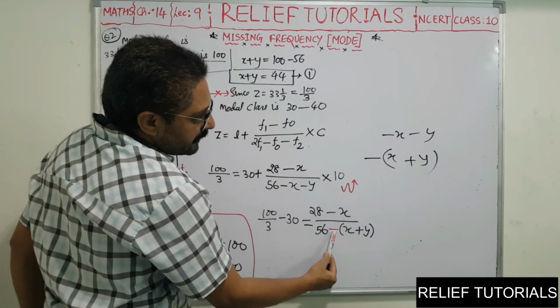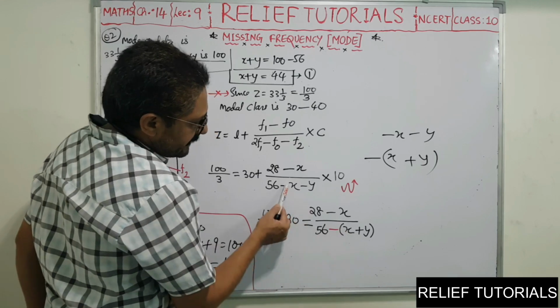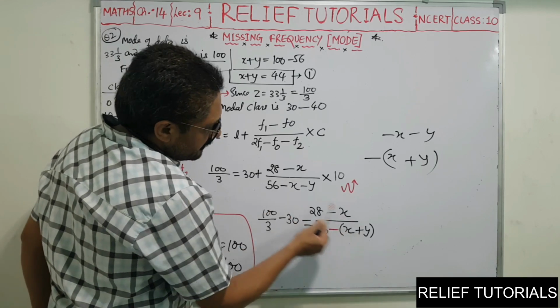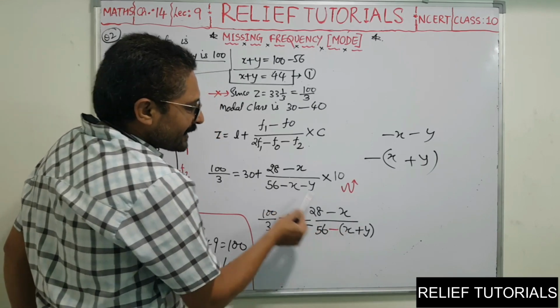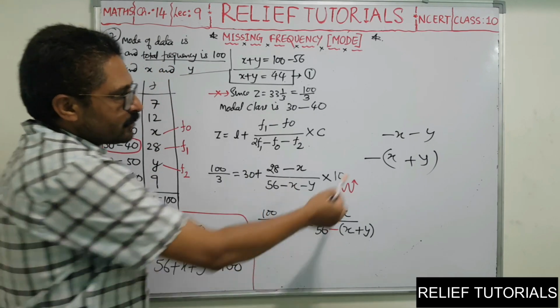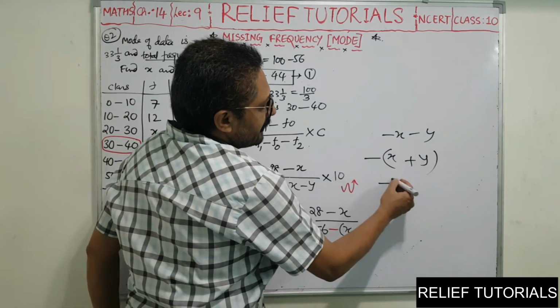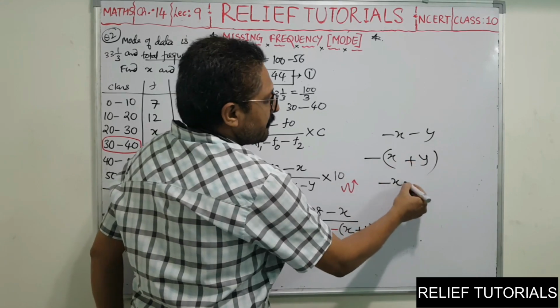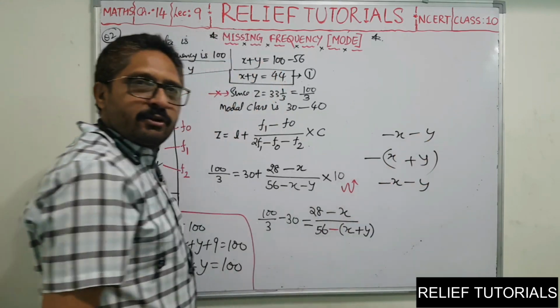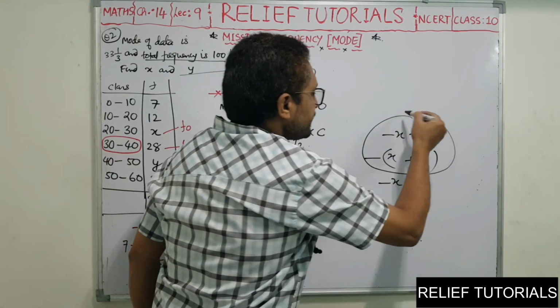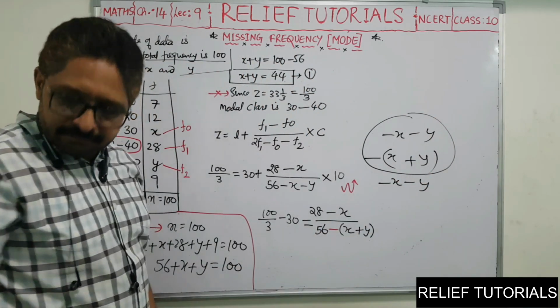Now you will open the bracket. Minus into plus, minus x. Minus into plus, minus y. So both are the same. To open the bracket, minus into plus, minus x, minus into plus, minus y. You get the original equation. So both of these are the same. Clear?